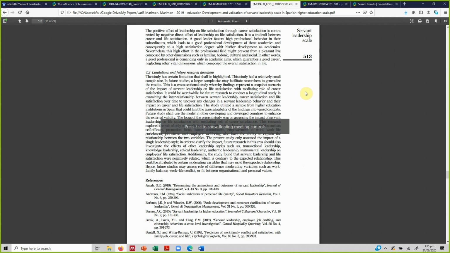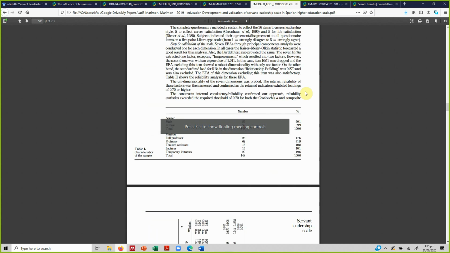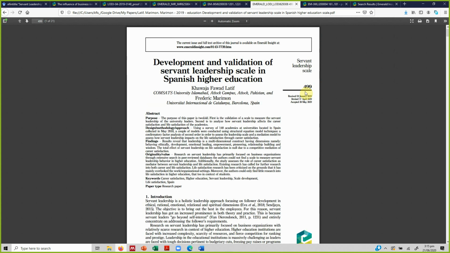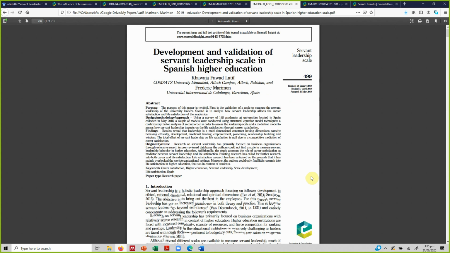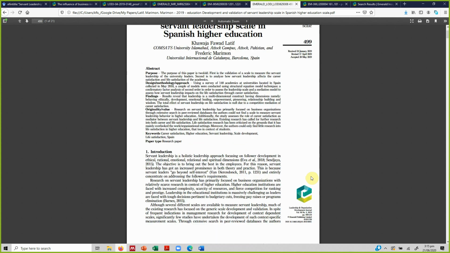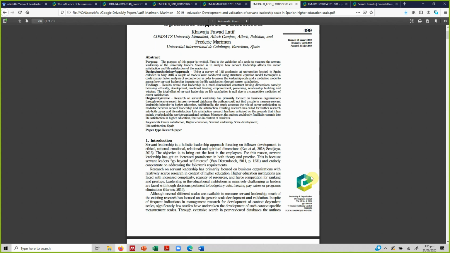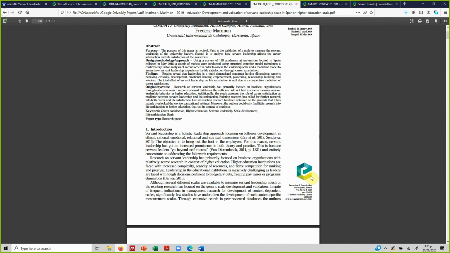Now, for example, let's say we've got this paper, Development and Validation of Servant Leadership Scale in Spanish Higher Education. Whenever you are going through a paper, most journals have got a fixed format. You start with an abstract. Obviously, the abstract published in Emerald is slightly different to abstracts published in other databases.